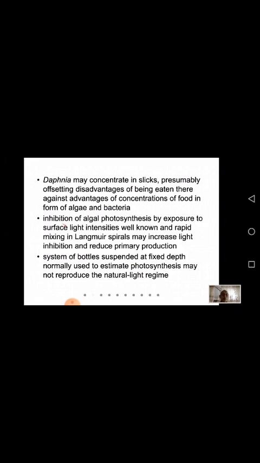Inhibition of algal photosynthesis by exposure to sunlight intensity is well known, and rapid mixing by Langmuir spirals may increase light inhibition and reduce primary production.